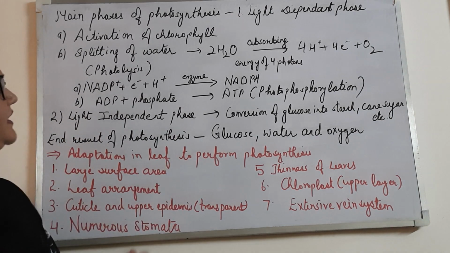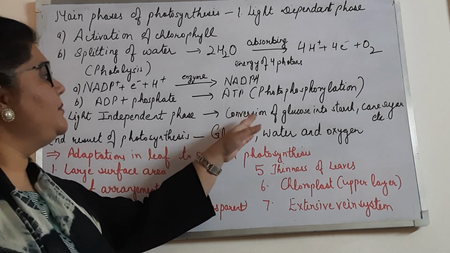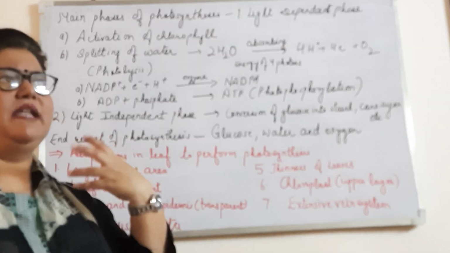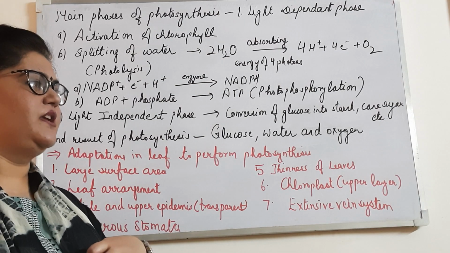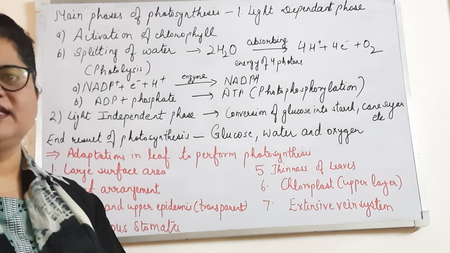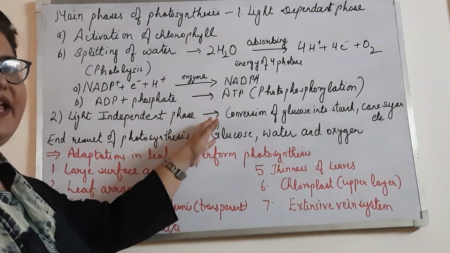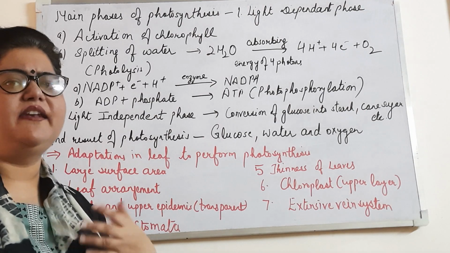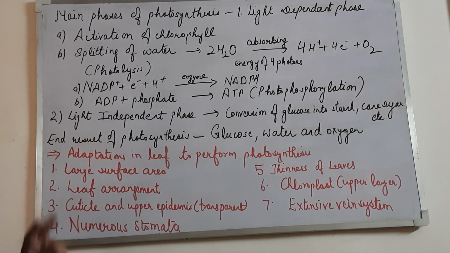So here, there will be a formation of glucose. Also there will be a conversion of glucose into starch, and sometimes glucose changes into cane sugar also, like in sugar cane. Sometimes it changes into oil, fats, minerals, and so on. This happens in this independent phase, and this conversion of glucose is very quick, very rapid. We will talk about that when I tell you about the end result.